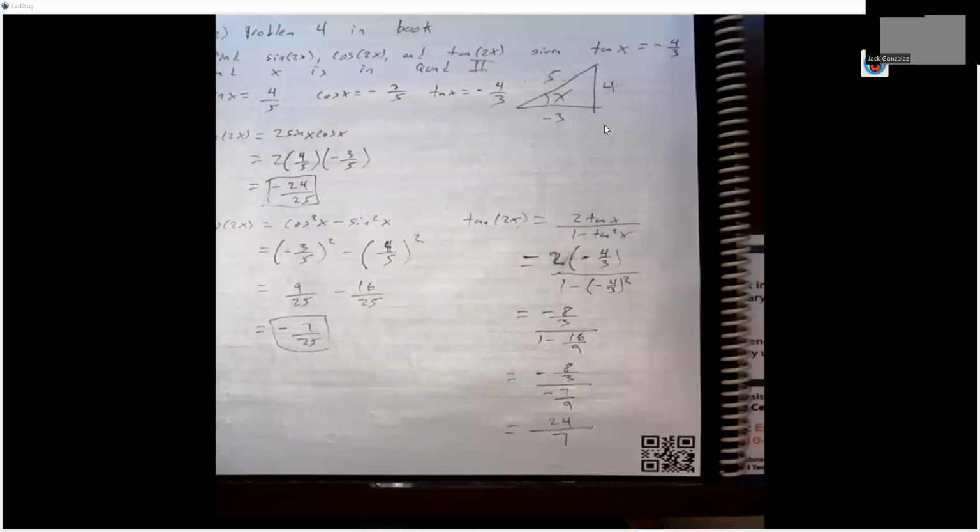How'd you get 7 back? Get the common denominator at the bottom. This would be 9/9. 9 minus 16 should be -7. So that's the work I didn't show. That's what happened.